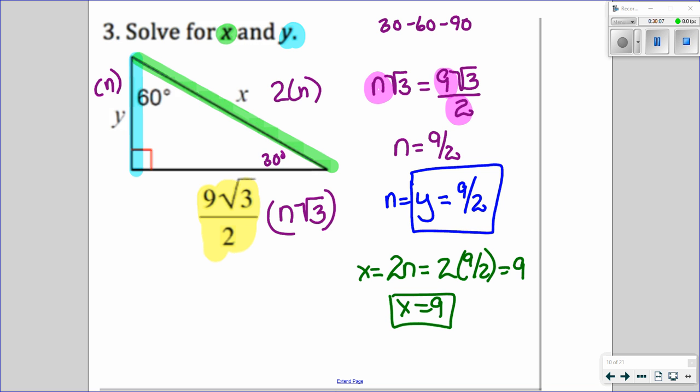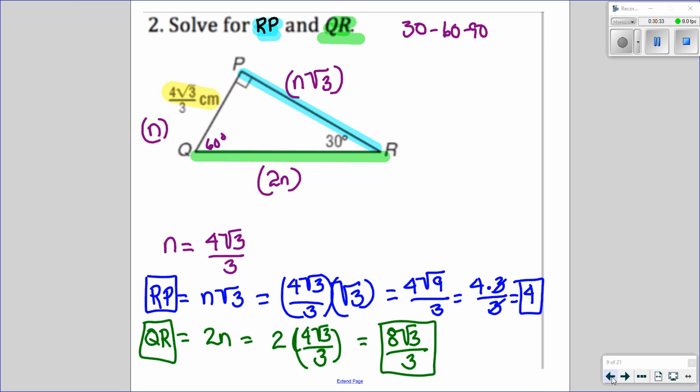So then we have our sides. We have 9 root 3 over 2, our x is 9, and our y is 9 over 2. And there you go. That's using our side ratios for these two special triangles in order to solve missing sides of the triangle. So just to recap, we are at the end.